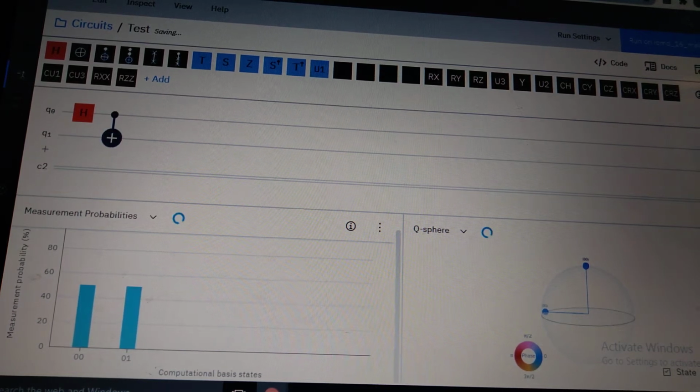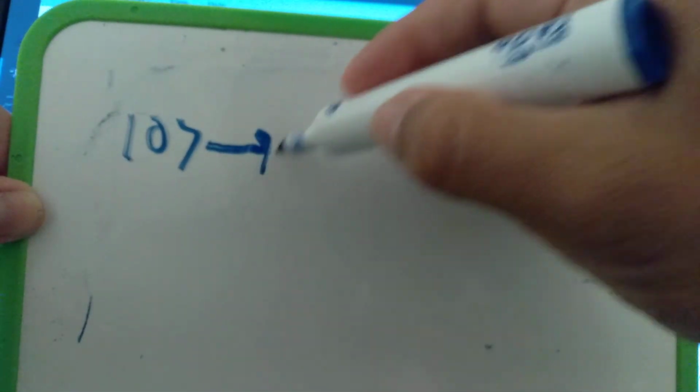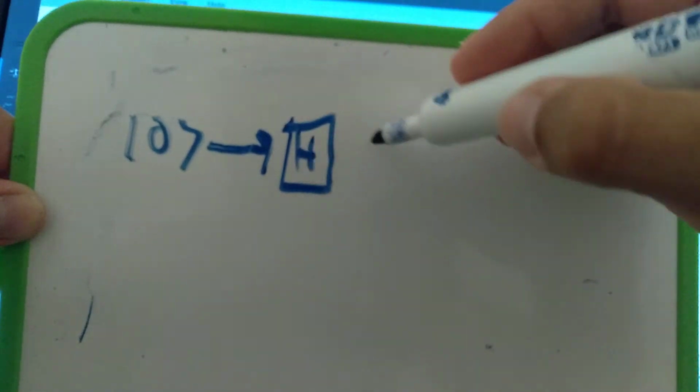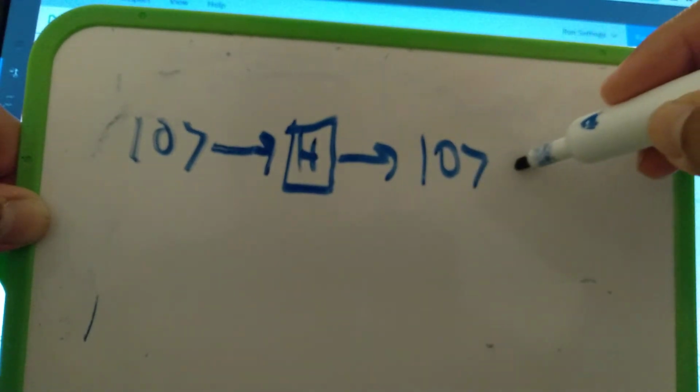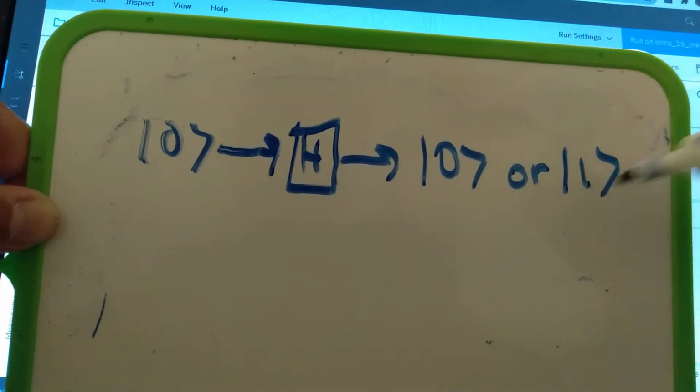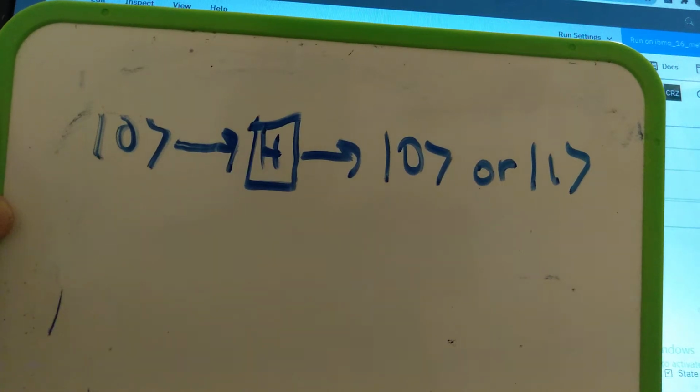Okay, and what that one does is create a superposition, an entanglement with a superposition. Let me explain what is happening. I'm going to do a little drawing here to explain. You started with 0 and put it through an H gate, and what this gives you is 2 possibilities: this one or this one, up or down, right?